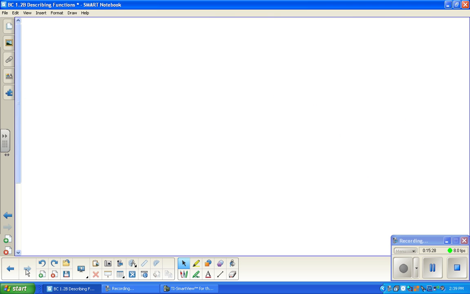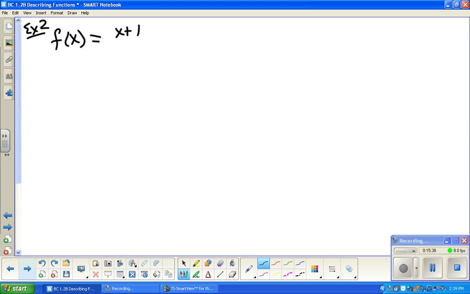Moving on. We're going to do another one. Let's do f of x. So this is example 2. f of x equals x plus 1 over x plus 3. Again, we're doing domain, range, vertical, and horizontal asymptotes.